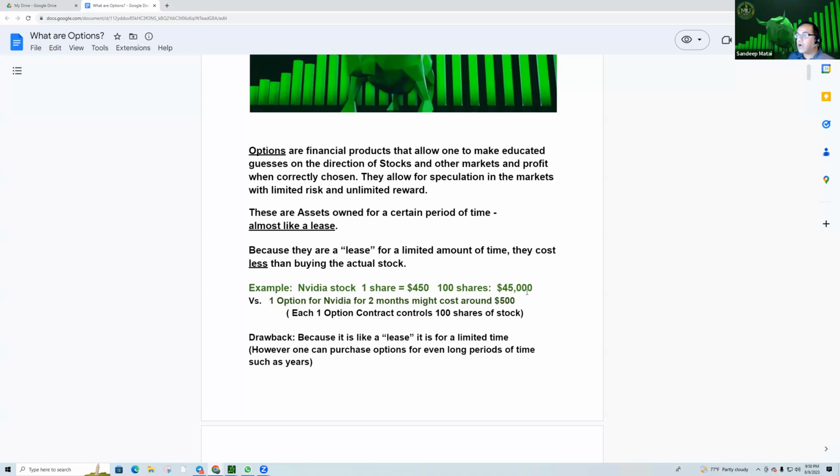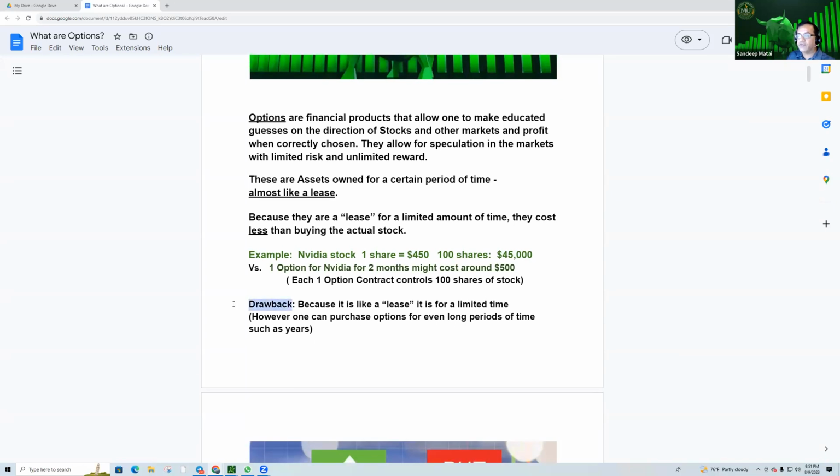And also, if the stock were to collapse, let's say NVIDIA drops $350, in the stock scenario I lose $10,000, okay? In the option scenario, I lose my $500 and I walk away, okay? So it's a lease. That's the max you can lose when you buy options. So that's what an option is: one contract is 100 shares of stock. Now, the drawback, of course, because it is like a lease, is that it's for a limited time. But as I said earlier, you can buy it for longer time frames as well, okay?